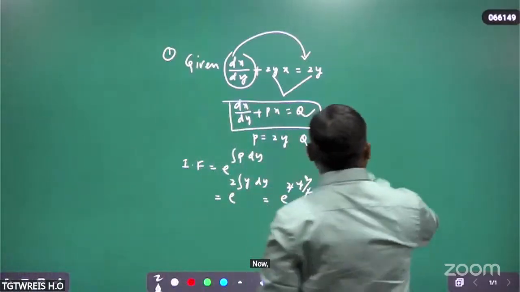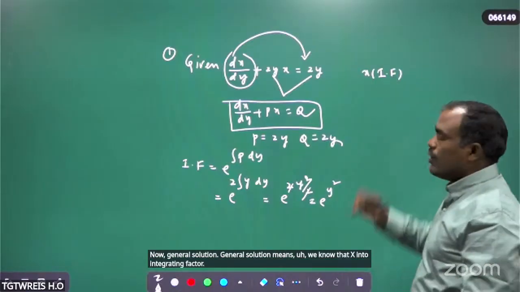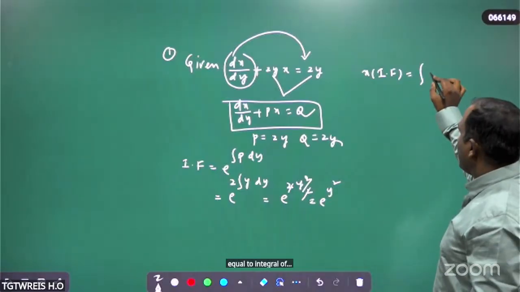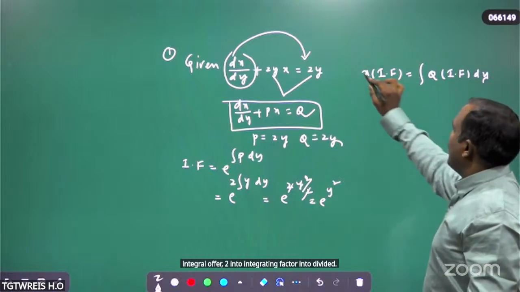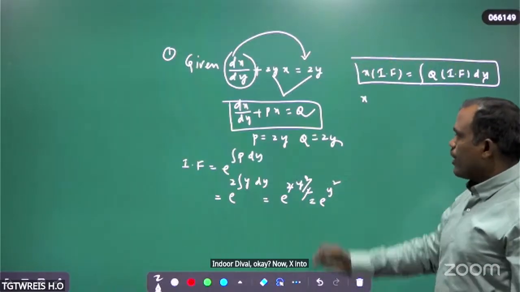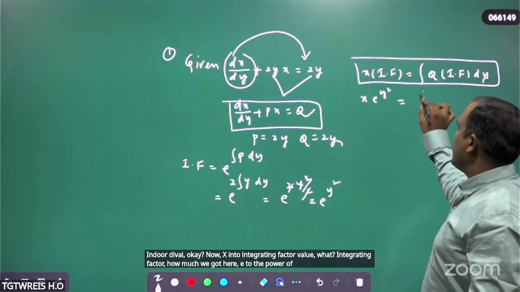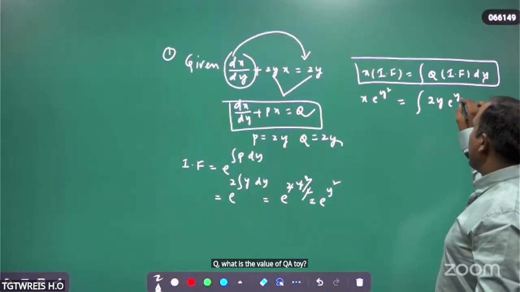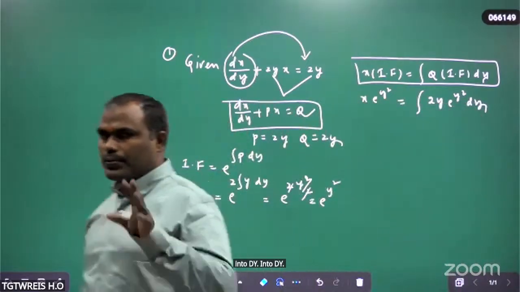Now the general solution. General solution means we know that x into integrating factor equals integral of q into integrating factor into dy. Now x into integrating factor value: how much did we get here? e to the power of y square, equal to integral of q. What is the value of q here? 2y into e to the power of y square into dy. Yes, the substitution part is over.